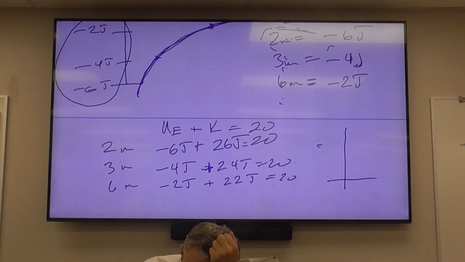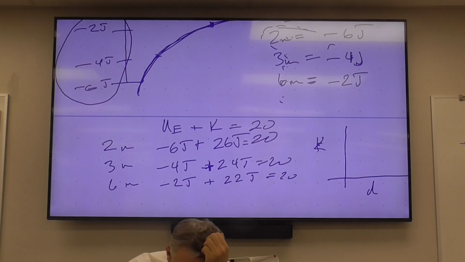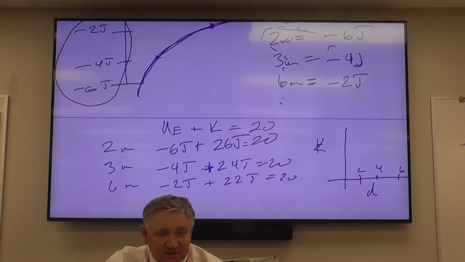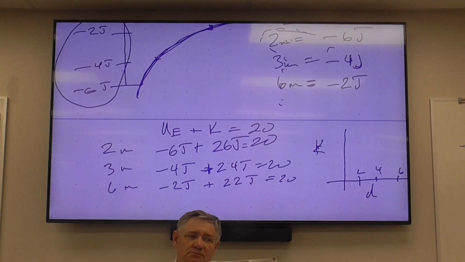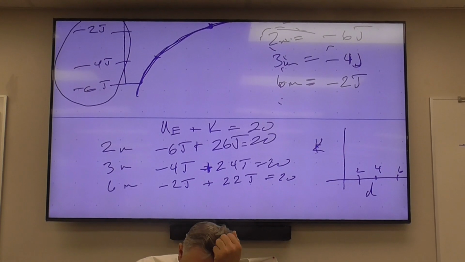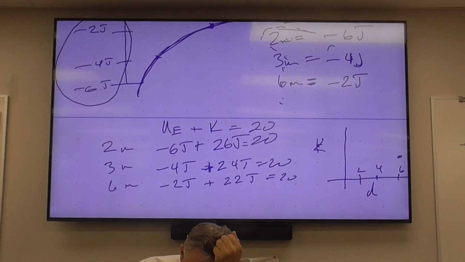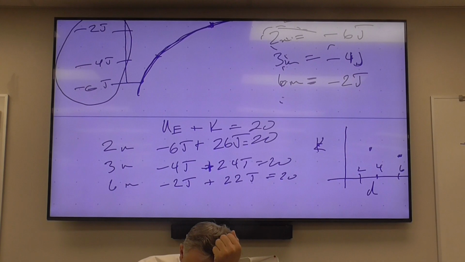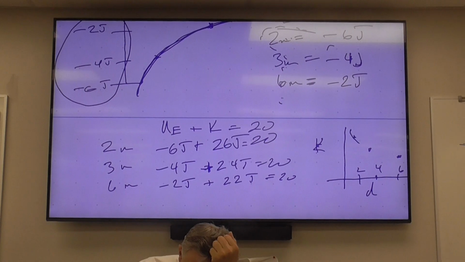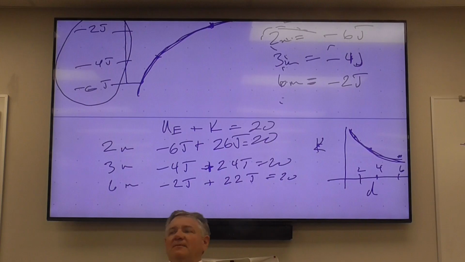Now, if you were to draw a graph and put distance and kinetic energy on that graph, and you had 2, 4, 6, okay, what's that graph going to look like? Well, at 6 meters, you're at 22. At 3 meters, you're at 24. And at 2 meters, you're at 26. So that graph's going to go something like this.